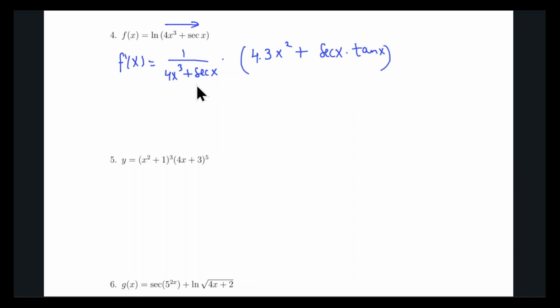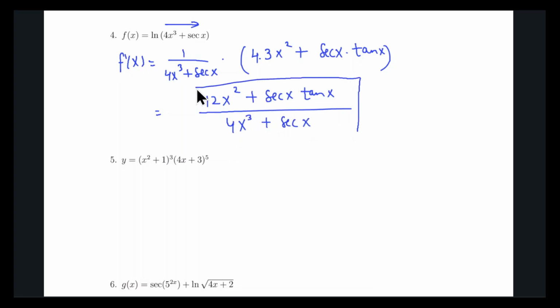And I don't think we can simplify. I mean, we can write 4 times 3 as 12. I'll do that for you. 12x squared plus secant x tangent x divided by 4x cubed plus secant of x. So that should be our final answer, I think.